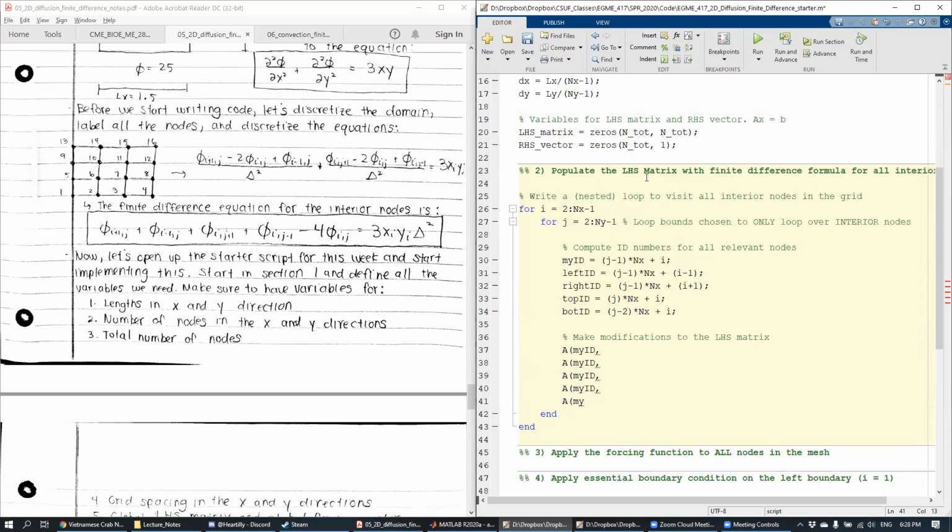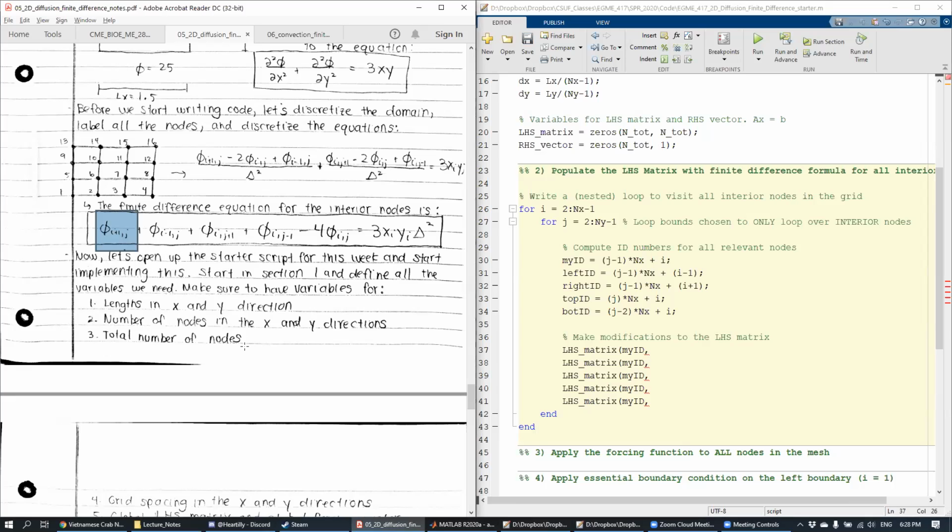Oh, I'm sorry, not A. We have a left-hand side matrix. Okay. And so basically what we need to do now is write out the coefficients for each of these different nodes. Okay. All right, so let's start with the right neighbor, okay? Because that's this term right here.